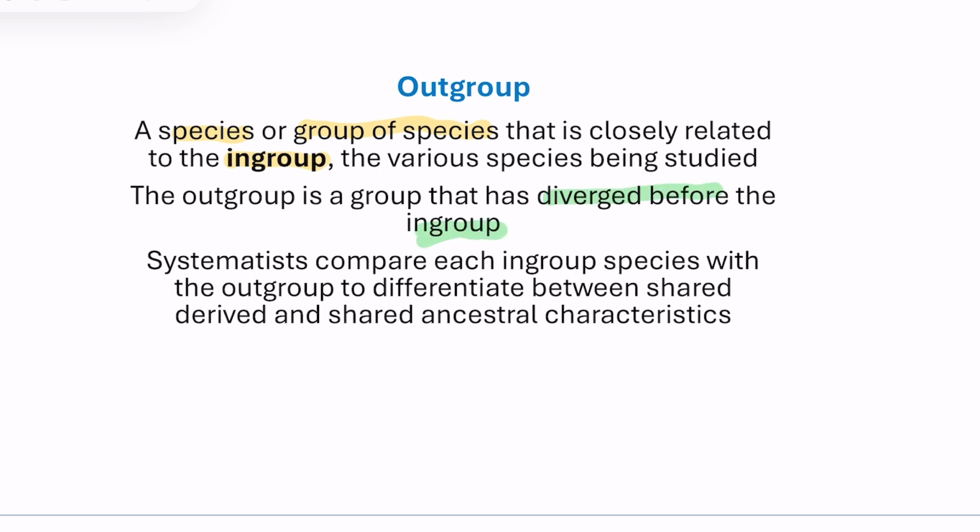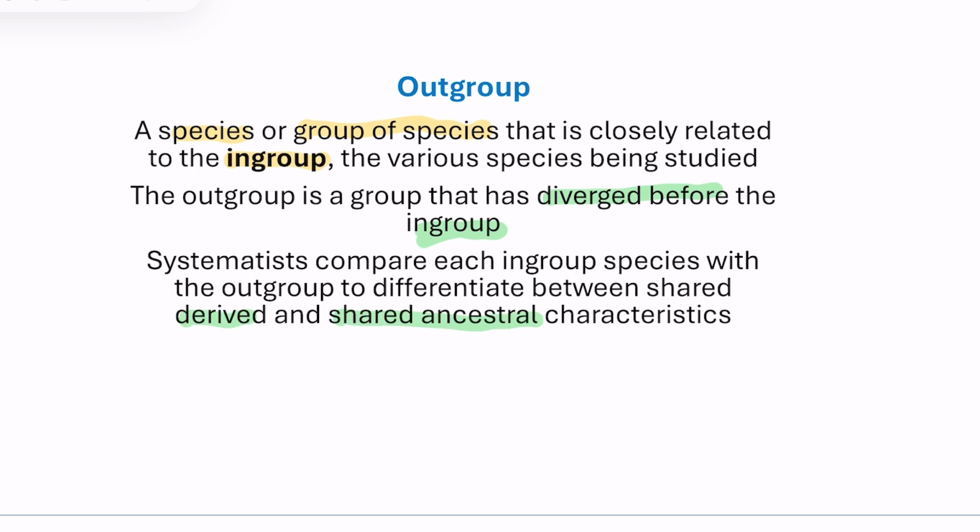Okay, because then it will come to the base of the tree. So scientists dealing with systematics and phylogenetic analysis always use an outgroup, which is related to the ingroup and which has a divergence history, or a time of divergence, earlier than the ingroup. So they compare each ingroup species with the outgroup to differentiate between shared derived and shared ancestral characters.